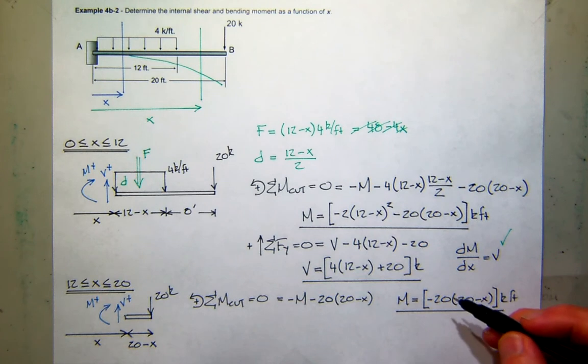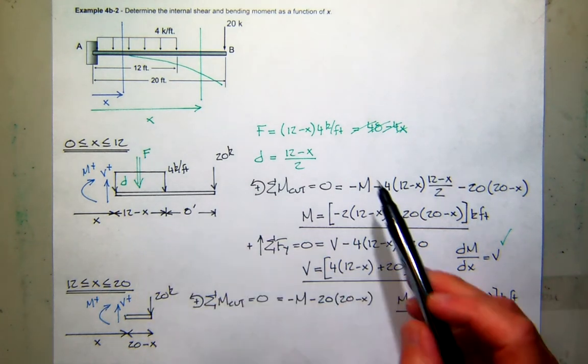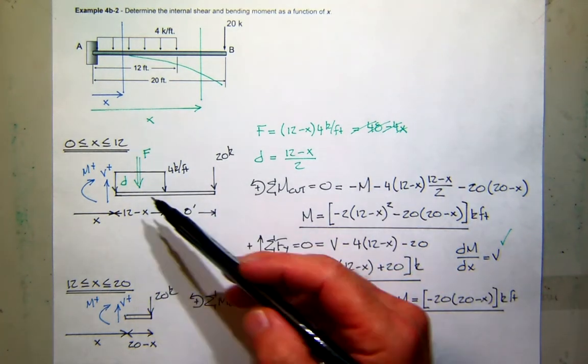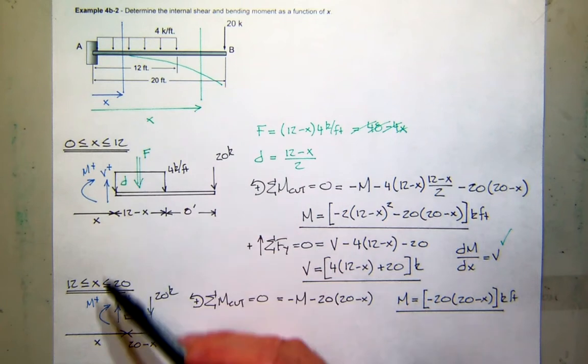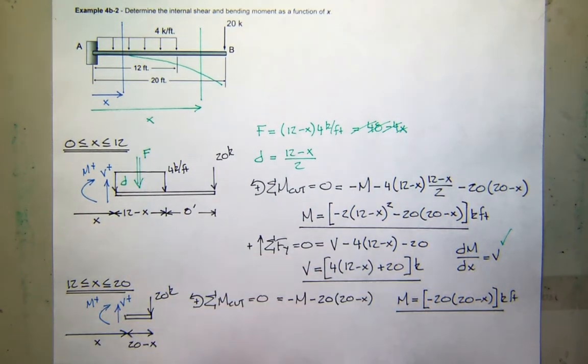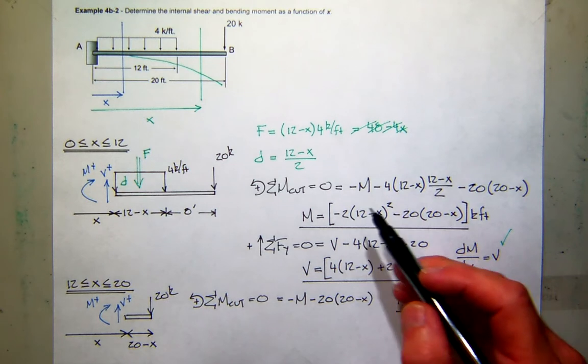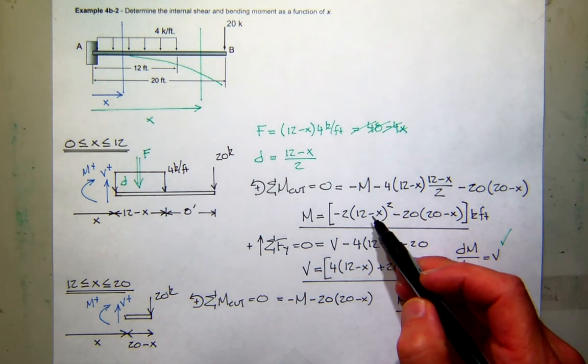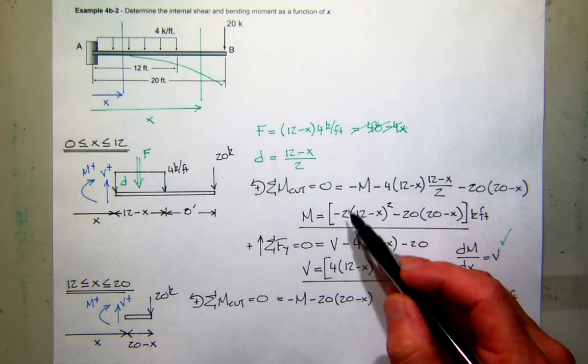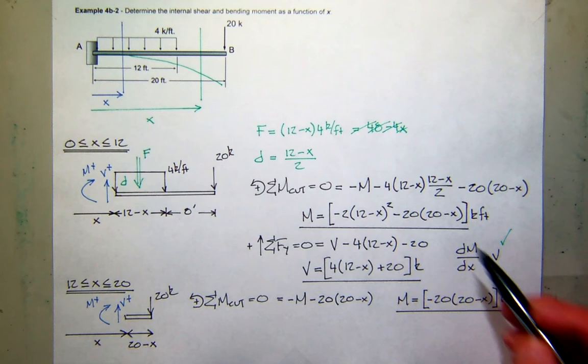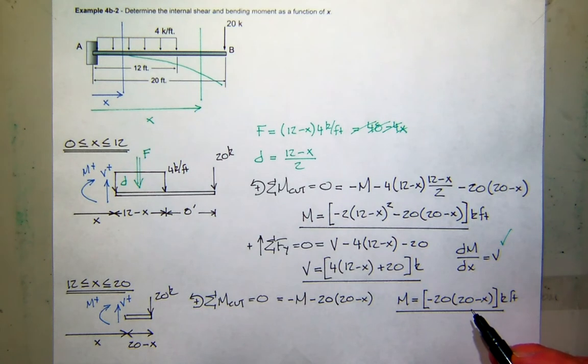Now one thing I can do right quick is where these two sets of equations share a value. This one goes 0 to 12, this one's 12 to 20, so at 12 they should predict the same value. If you put in 12 here, what do you get? Well, this term goes to 0, and you're left with that term, which looks just like that term. You don't even have to compute it. They will predict the same value of moment, so that should be comforting.